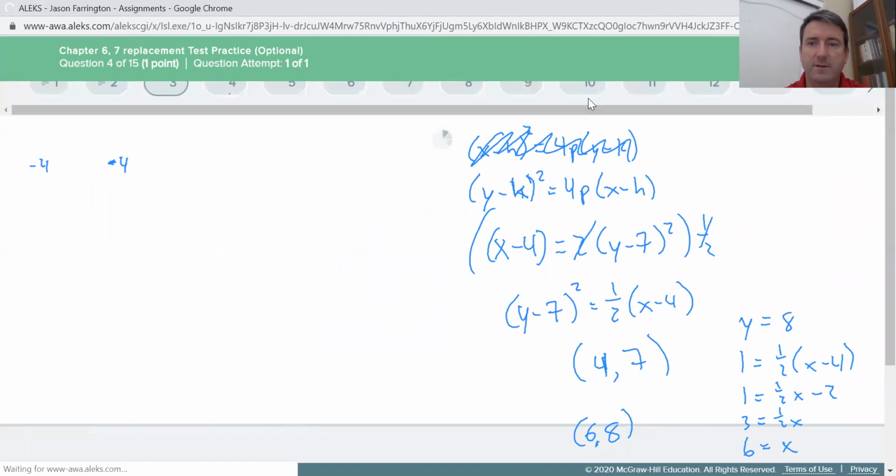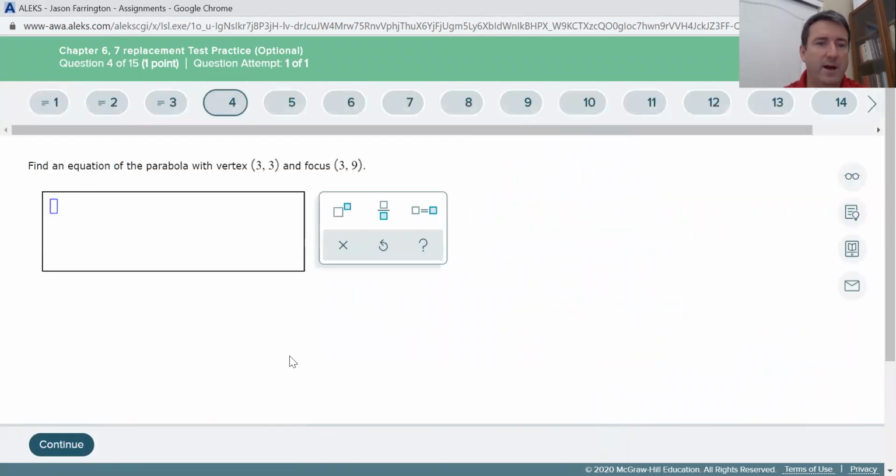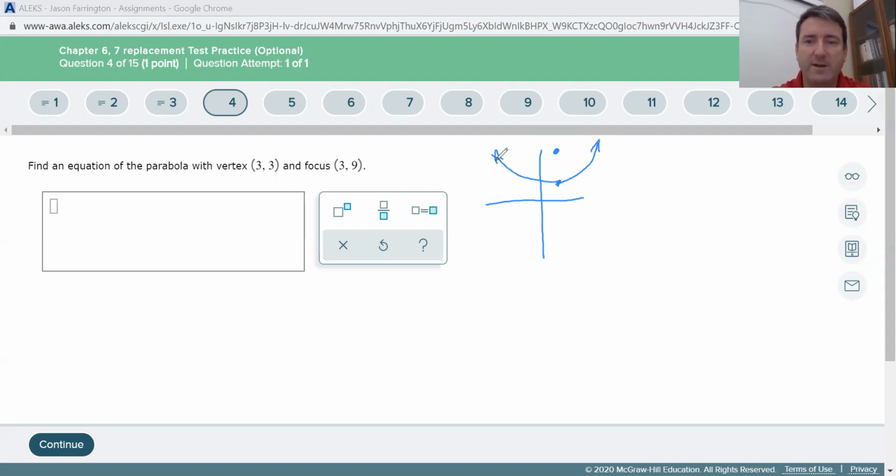Continue on to number 3. Find the equation of the parabola with vertex 3, 3 and focus 3, 9. So let me sketch a little graph here. So our vertex is at 3, 3, and our focus is at 3, 9. And the parabola always opens toward the focus and away from the directrix. So it's going to be going up like this.